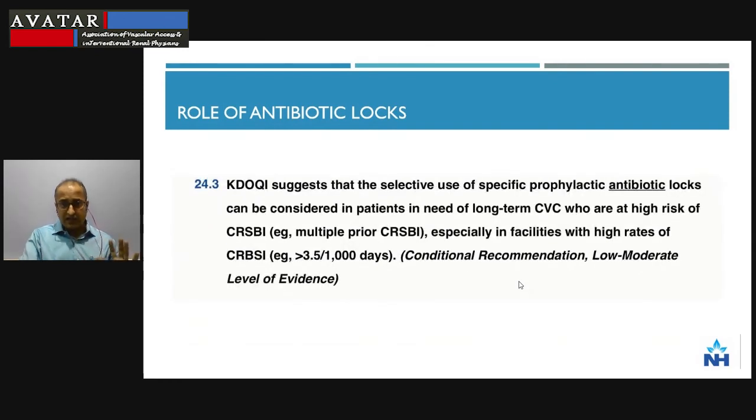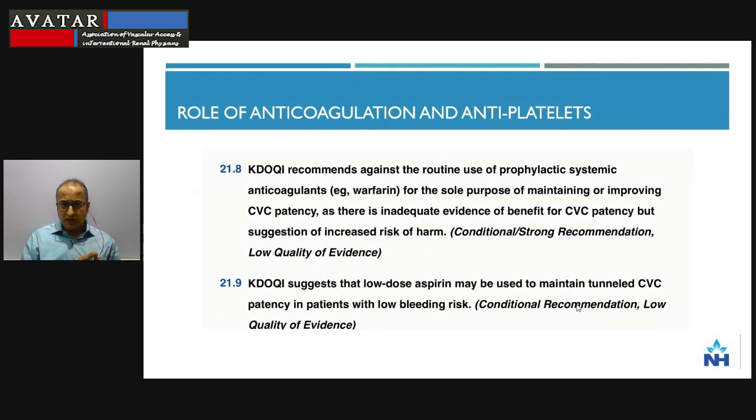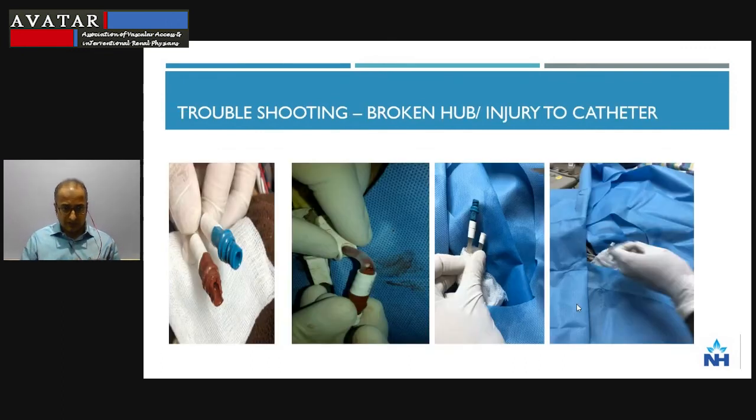KDOQI recommends that in those patients who cannot have a fistula and need a catheter long term, you could consider using antibiotic locks, especially if your catheter infection rate in your unit is more than 3.5 per 1,000 days. With regard to anticoagulation and antiplatelets, KDOQI recommends that we should not use warfarin prophylactically for all patients with catheters to increase catheter patency, because it's not going to help. Low-dose aspirin may have a role, and most of our patients are on it anyway.